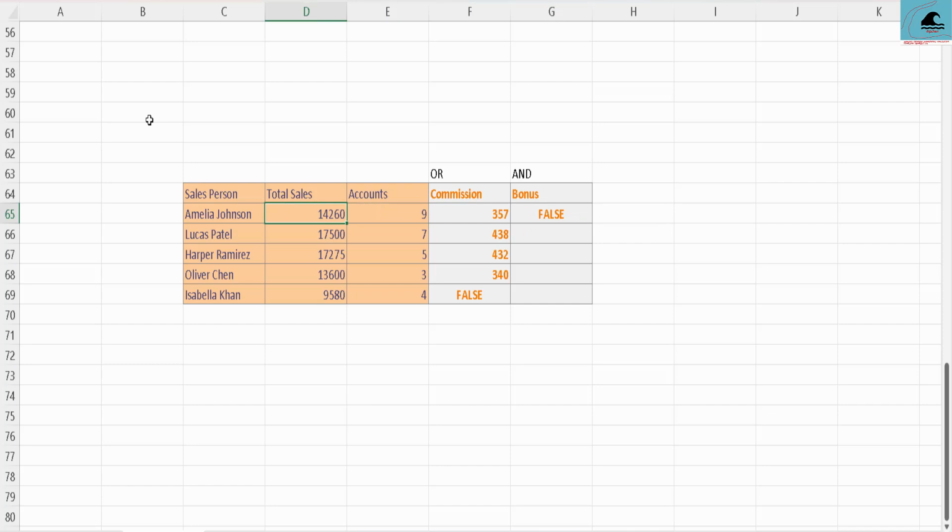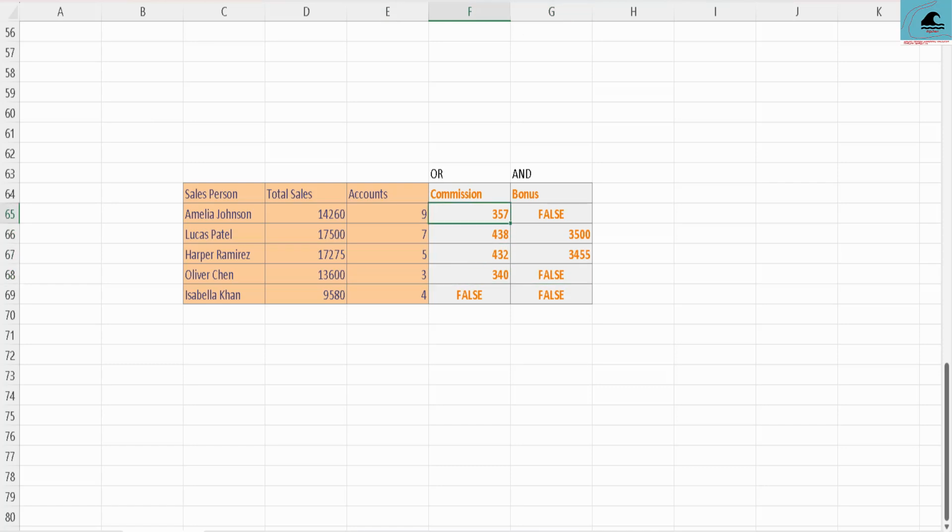The first person did not achieve 15,000, so he will not get a bonus. Even though his accounts are more than 5, his total sales don't reach 15,000, so he won't get any bonus. The next one reached 17,500 in sales and also achieved 5 in accounts, so he will get a bonus. The next one also will get a bonus. They have not achieved either sales or accounts, so they won't get anything.